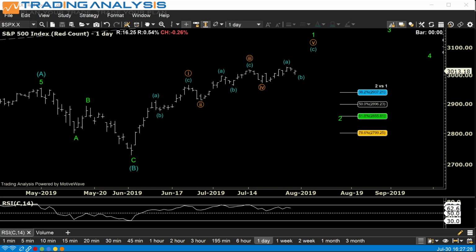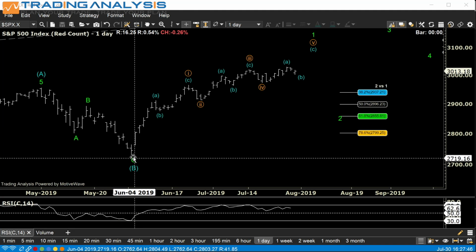Fed ready to cut rates for the first time since 2008, 11 years, with the market at all-time highs, trying to keep the economic expansion going. So turning our attention to the S&P chart here, this is the daily. It's interesting. It's a tough one to count.